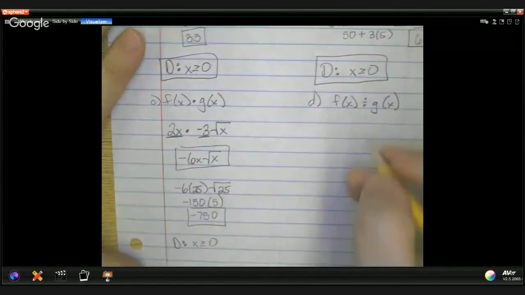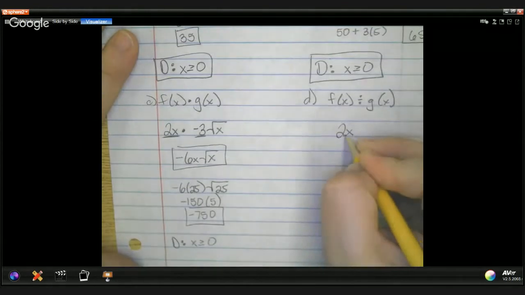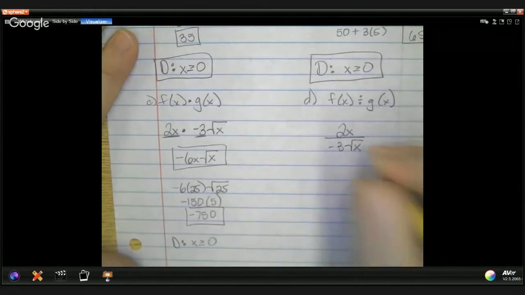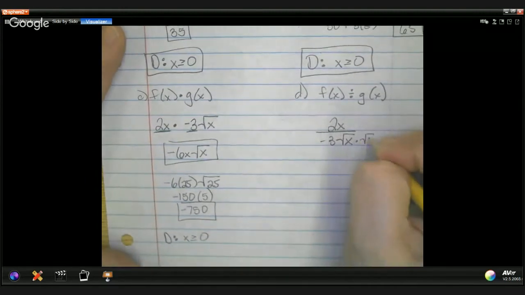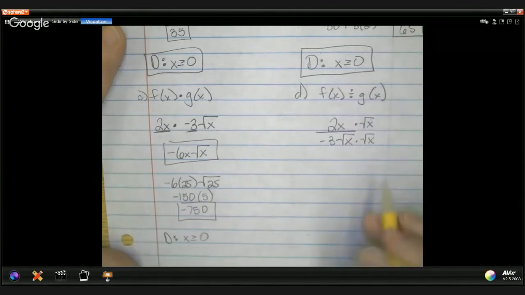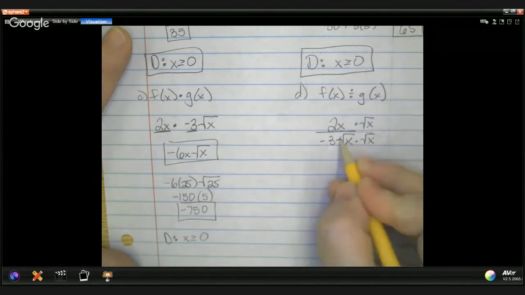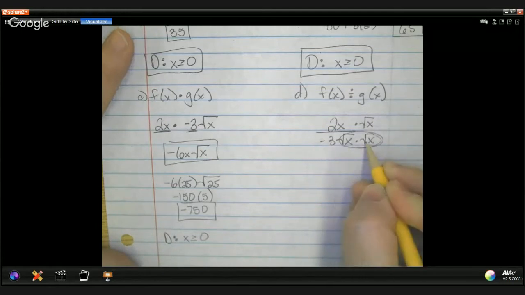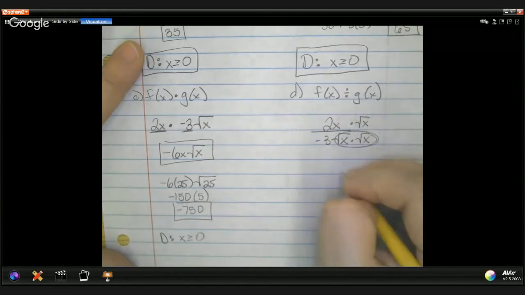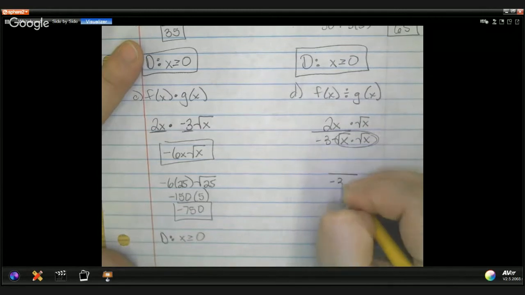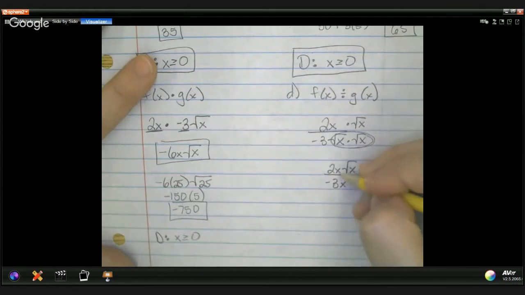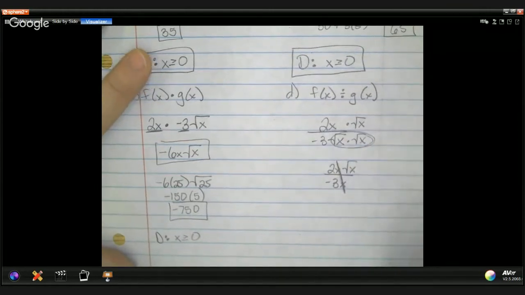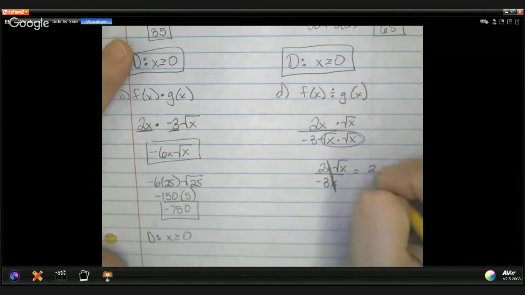All right, last one we have to do is we have to divide. So it's going to be 2x over negative 3 square root of x. And the only issue here is you can't have a radical on the bottom, so I need another radical x. And so these together become x squared, and the square root of x squared is x. But now I have an issue because I have x's on top and bottom. So now my actual answer is 2 square root of x over negative 3.